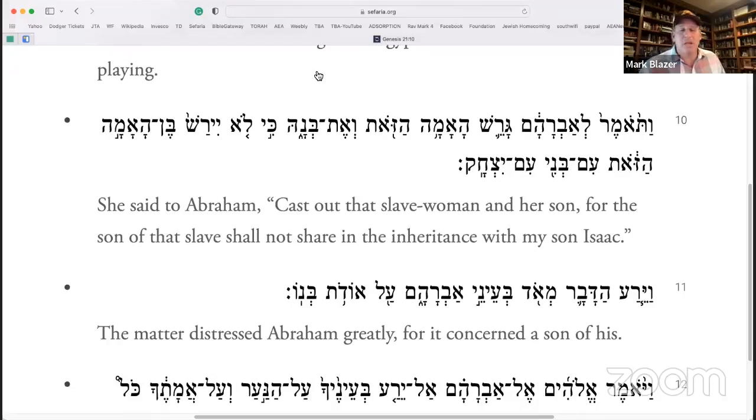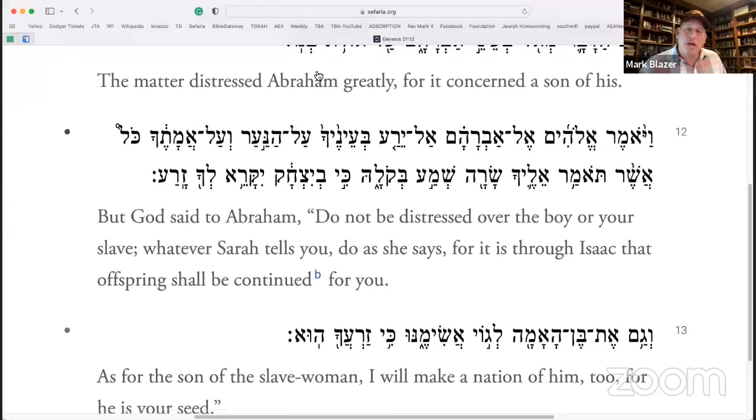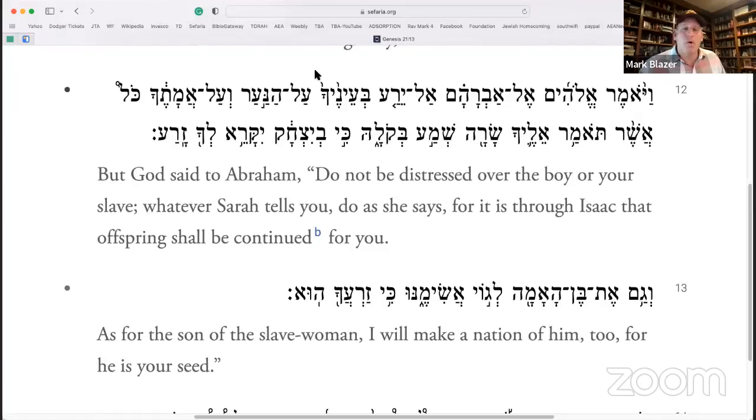The matter distressed Abraham greatly, for it concerned a son of his. But God said to Abraham, do not be distressed over the boy or your slave. Whatever Sarah tells you, do as she says, for it is through Isaac that offspring shall be continued for you. So here, God says, do not be distressed over the boy or your slave. Now, here's the problem. If you read it in English, it seems to be Isaac, the boy, and then your slave, which is the slave boy, Ishmael.